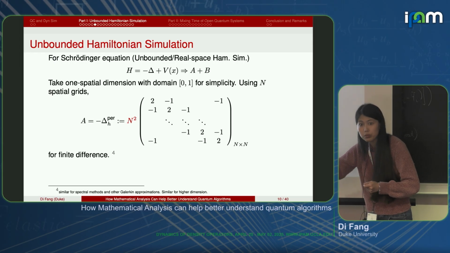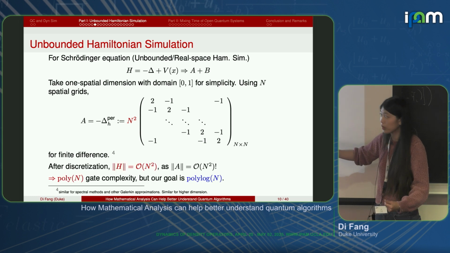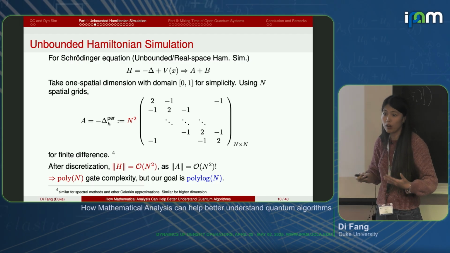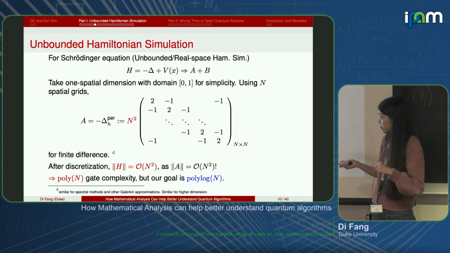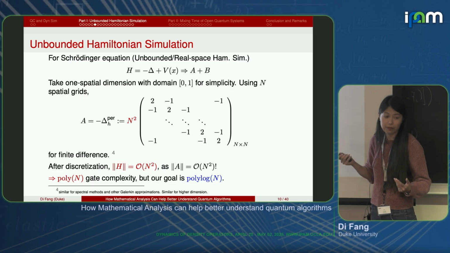However, how many times you need to run the circuit, the query complexity, all of a sudden gives you polynomial in n due to the operator norm dependence. So recall, getting polylog n is really what we are hoping for from the power of quantum computing for this particular problem. So poly n is not what we are going to settle with.